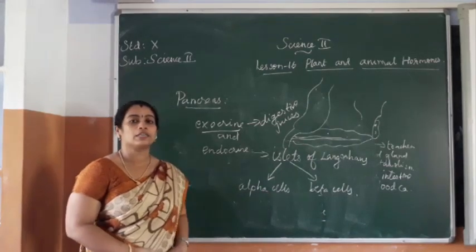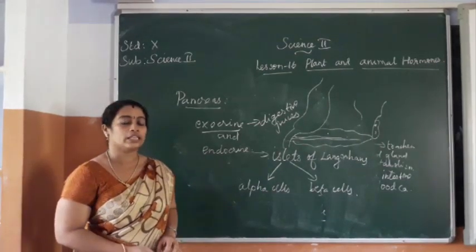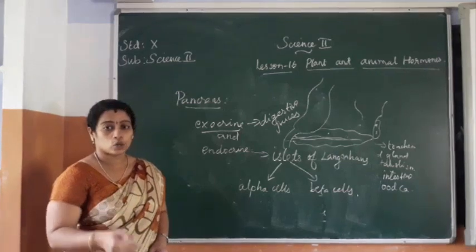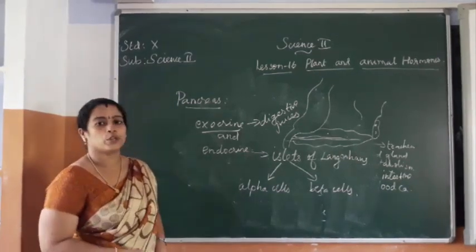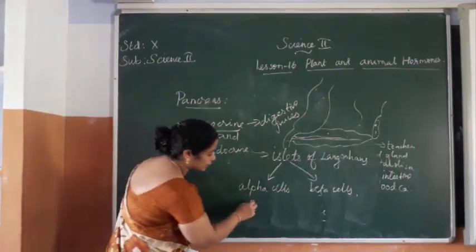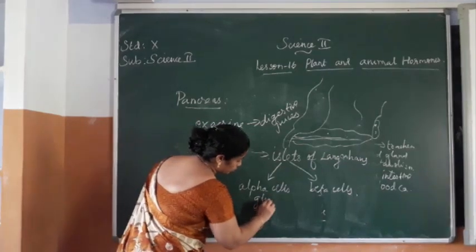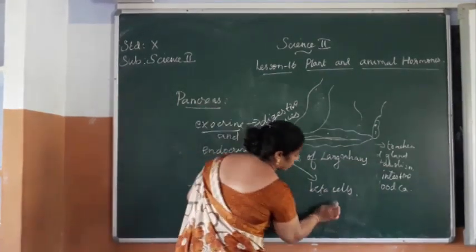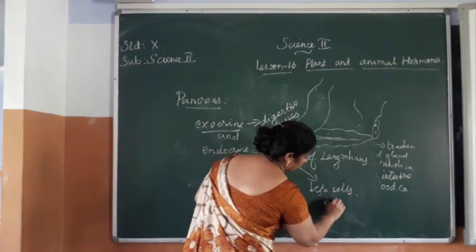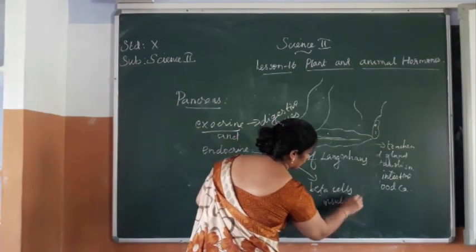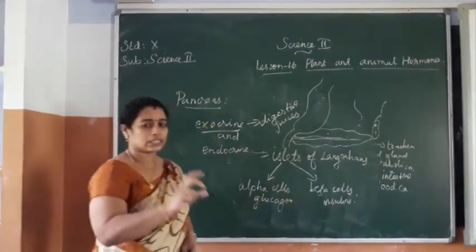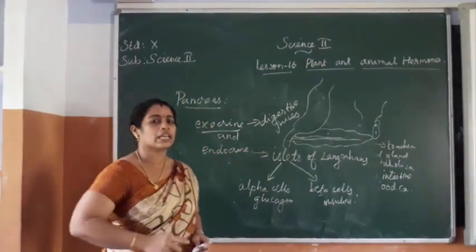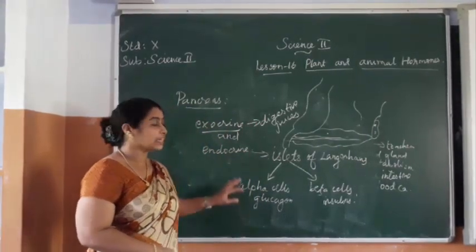The alpha cell produces a hormone called glucagon, and the beta cell produces insulin. So alpha cells secrete glucagon and beta cells secrete insulin. Okay, this is about where it is present and what are the hormones secreted by the pancreas.